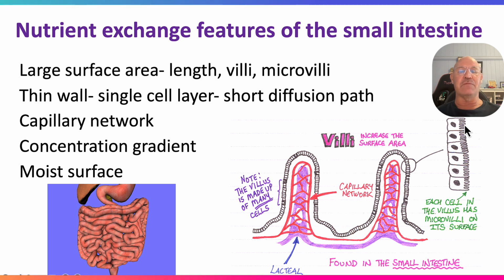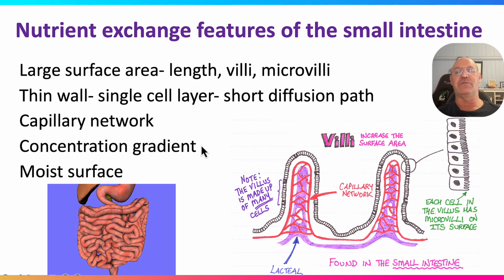Again, we've got a thin, single cell layer thick wall of the small intestine. So again, there's a short diffusion path. We have a capillary network, but this time the capillary network is on the inside of the villus. Again, it's a moist surface, and again, we've got a concentration gradient.